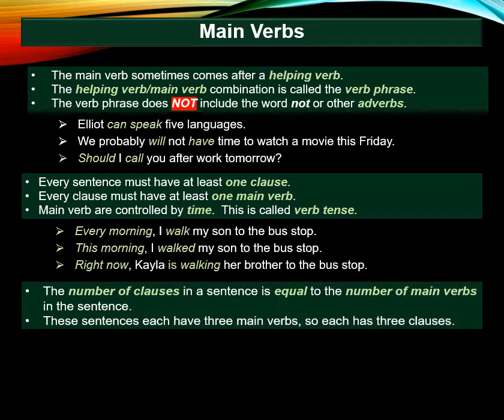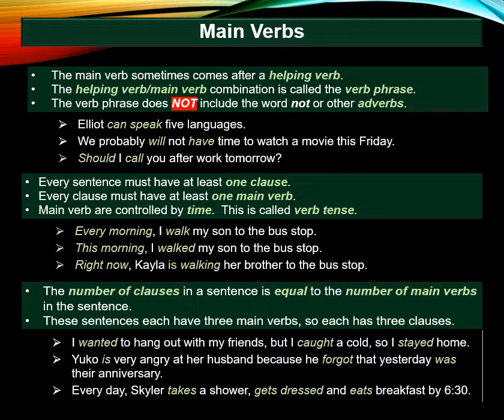The number of clauses in a sentence is equal to the number of main verbs in the sentence. These sentences each have 3 main verbs, so each has 3 clauses. I wanted to hang out with my friends, but I caught a cold, so I stayed home. 3 verbs, 3 clauses. Yuko is very angry at her husband because he forgot that yesterday was their anniversary. Every day, Skylar takes a shower, gets dressed, and eats breakfast by 6:30. Again, 3 verbs, 3 clauses.